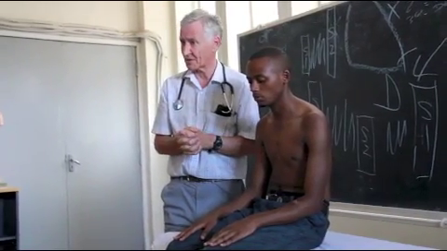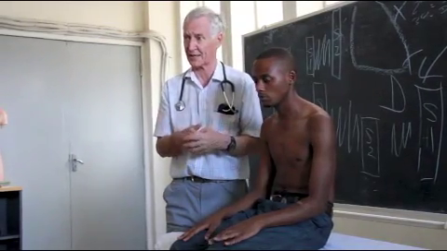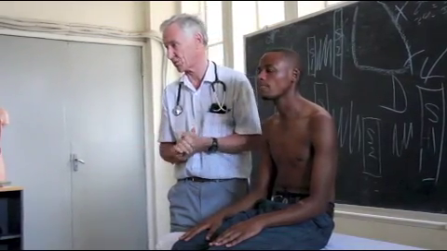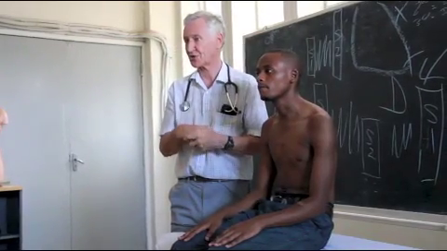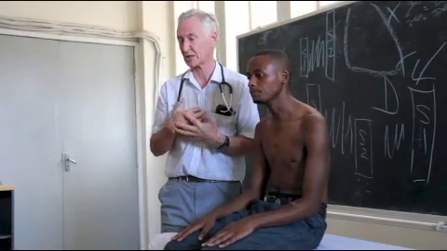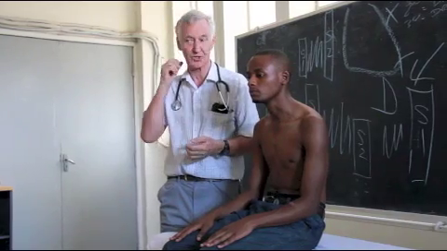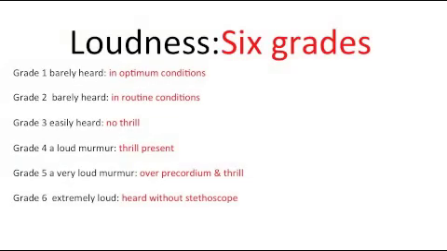The loudness of the murmur is important, and there are 6 grades of loudness, beginning with 1 is audible by an expert, 2 by an ordinary person like you or me, and 3 would be an obvious murmur, 4 will be an obvious murmur with a thrill, 5 is a murmur heard all over the precordium with a thrill, and 6 you can hear it with your ordinary ears.